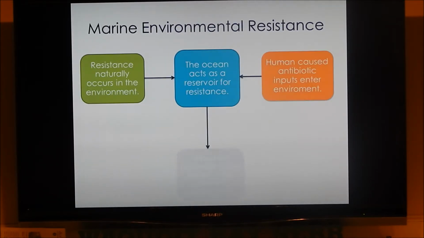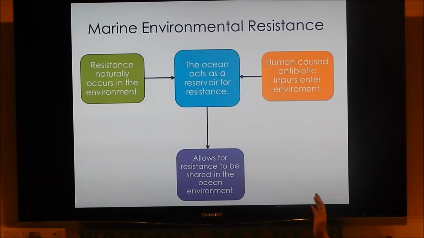And so this causes the public health concern, because it could be that the pathogenic bacteria, when they're in the beach or oceanic environment, pick up a resistance, or pathogenic bacteria could be sharing their resistance with marine bacteria that are already there.